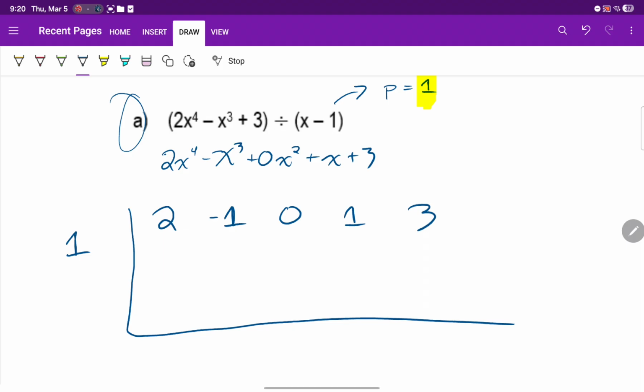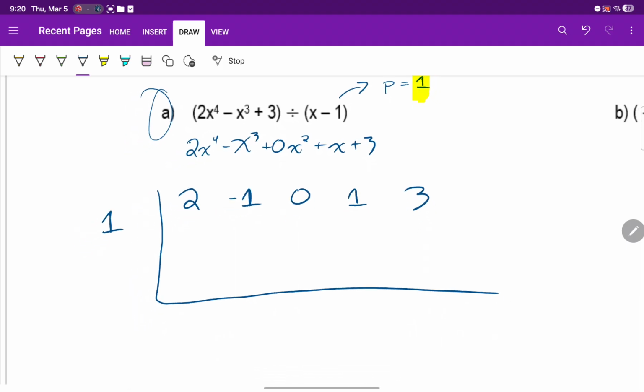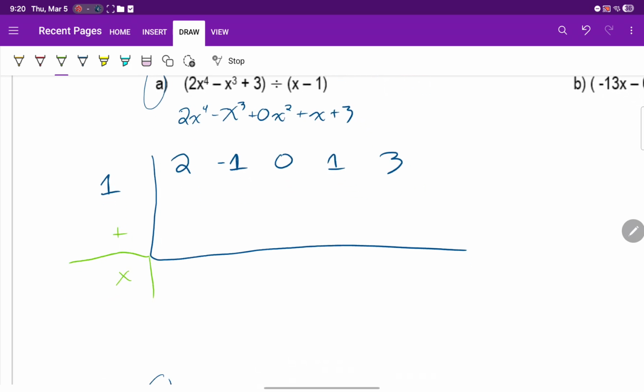Okay. I'm going to try to do this one a little quick so you can see that with practice, this can become very quick. And you do have to do this process a decent amount of times in this unit. My first step, so actually let me do my little boom, boom. This is always plus. When I swing it around, it's always times. Bring my 2 down. Put it here. Then I do 1 times 2, which is 2.